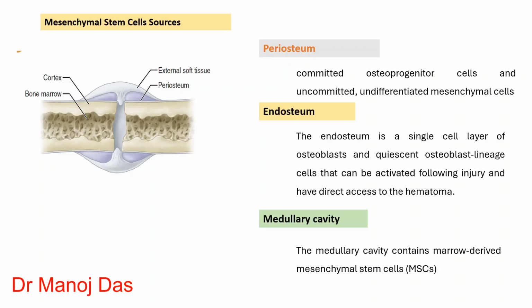Among these, I again repeat, periosteum is the most important source of the mesenchymal stem cells, which can differentiate into osteoblast, chondroblast as well as fibroblast.